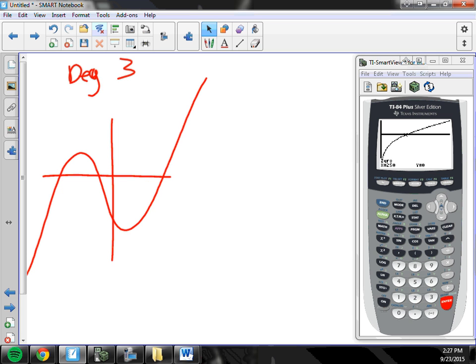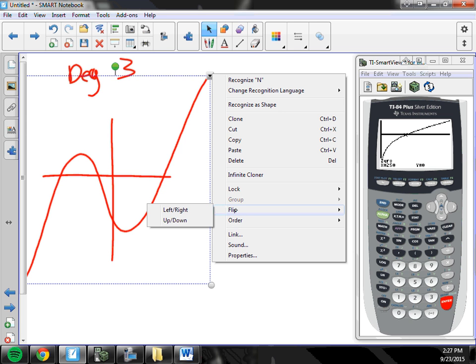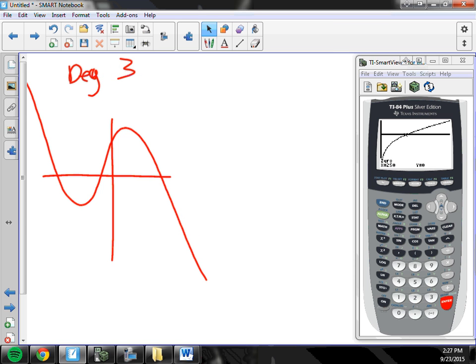Okay? And what would a negative degree 3 look like? Watch how fancy I am. Flip, up, down. Ooh. That's what a negative degree 3 looks like. And it makes sense because a positive degree 1 is going up. Right? The general trend is from down to up. Well, a positive degree 3 has the same end behavior. The left side is down and the right side is up. Okay? All right. What about a degree 4 polynomial?